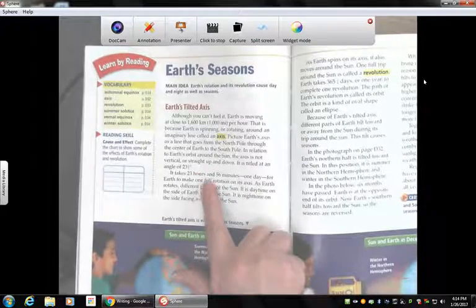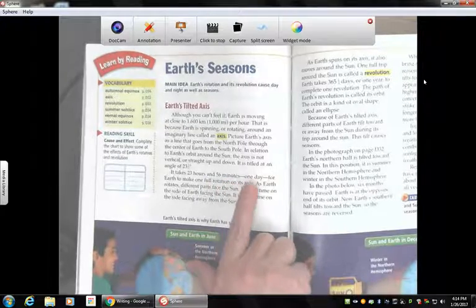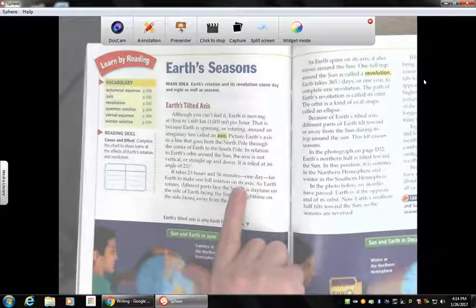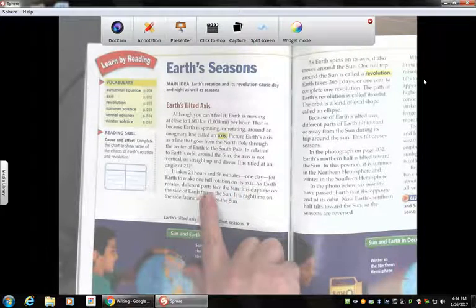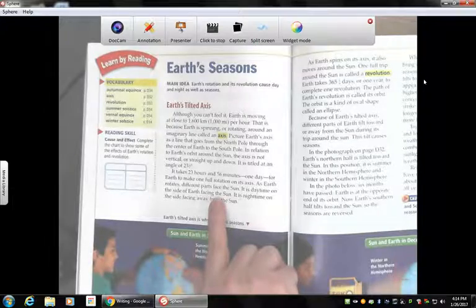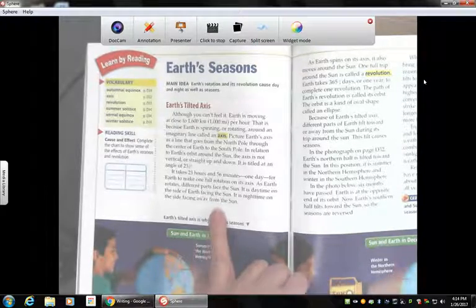It takes 23 hours and 56 minutes, one day, for Earth to make one full rotation on its axis. As Earth rotates, different parts face the Sun. It is daytime on the side of the Earth facing the Sun. It is nighttime on the side facing away from the Sun.